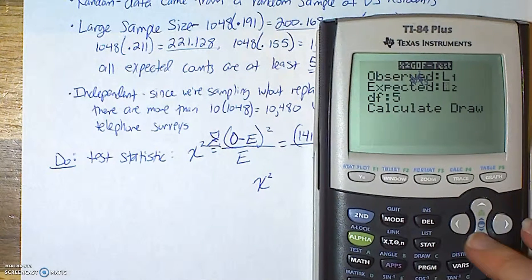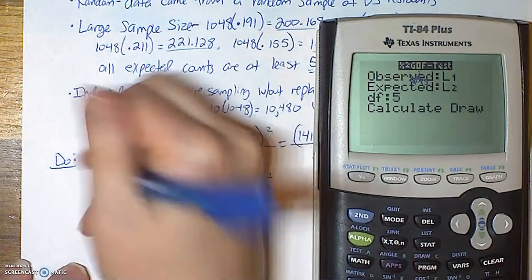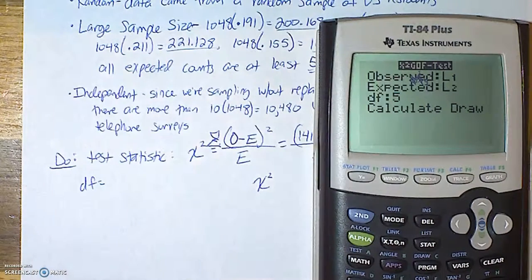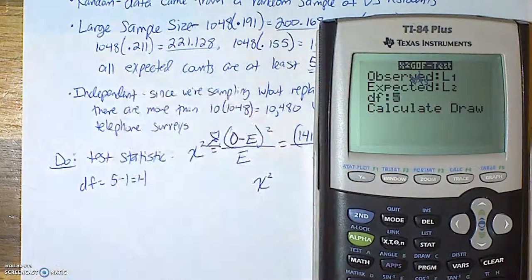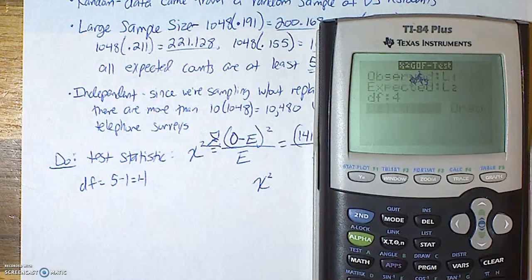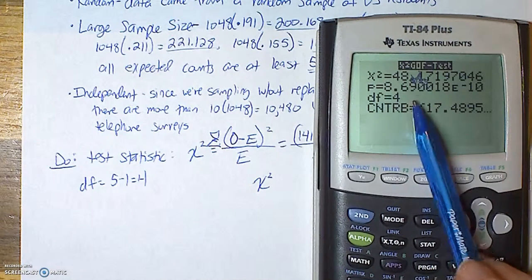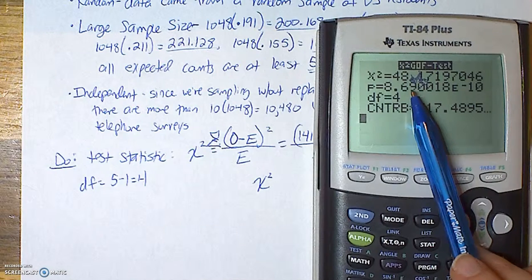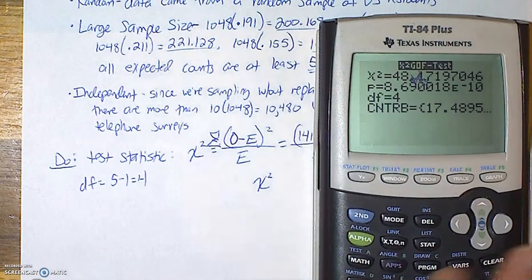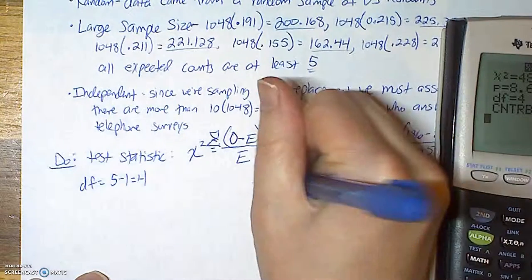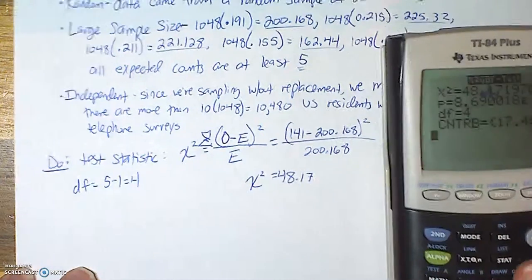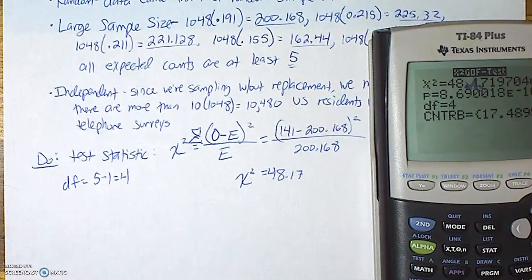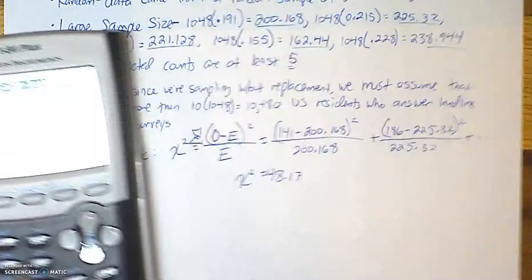Yes. Degrees of freedom here, we forgot to mention, since there were 1, 2, 3, 4, 5 categories, my degrees of freedom is 1 minus that. So my degrees of freedom would be 4. Go down and calculate it. And we get a chi-square value of about 48.17. So that's pretty large. Right? Chi-square value tells you on average how far your observed are from what your expected would be. And then it gives us our p-value right there.